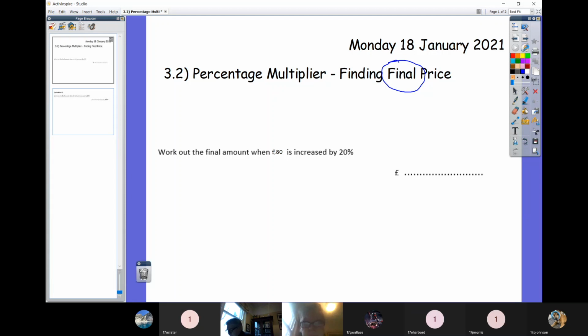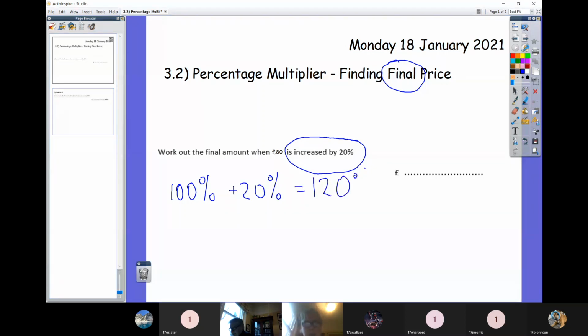So when you get a question, focus first of all on what's happening to it. So with this particular question, the price is being increased by 20%. So we've got 100% to start with. We're adding on 20%, and 100% add 20% is 120%. And we're going to work out the final amount. So we're always going to be working out this one in the right-hand column today.